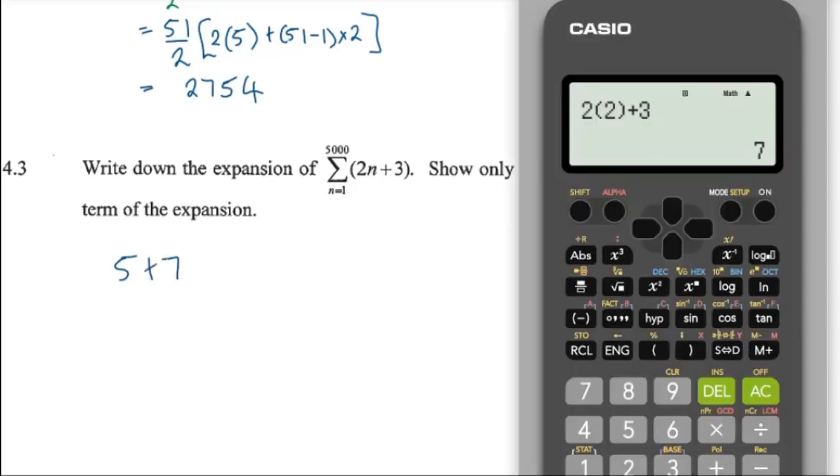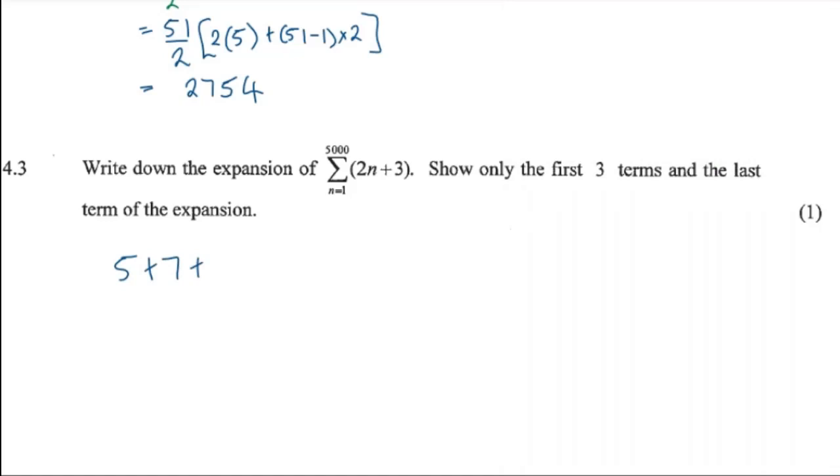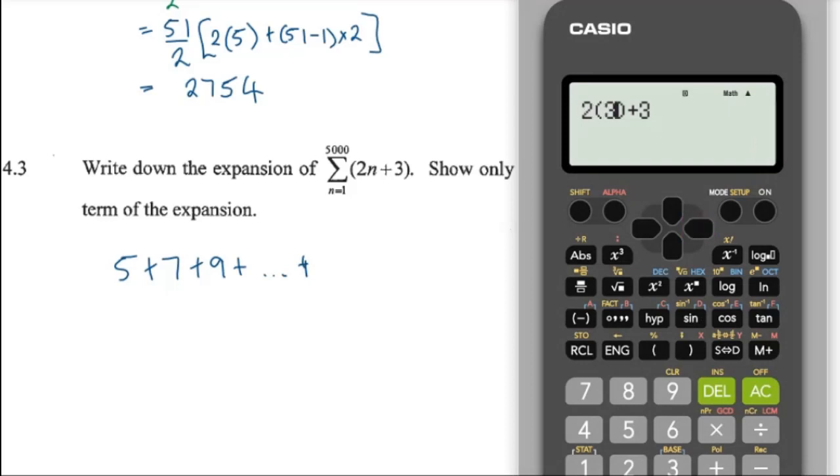It says first three terms, so let's find the third one. Replace 2 with 3, and it's 9. And they said and the last term, so the last term is obviously term number 5000. So we're just going to come here and replace that with 5000.